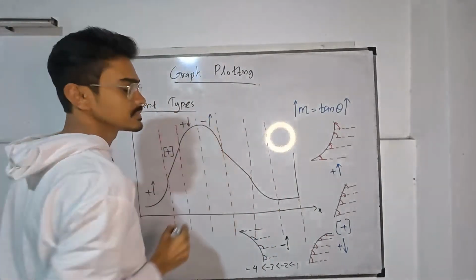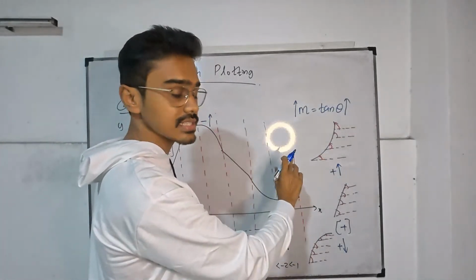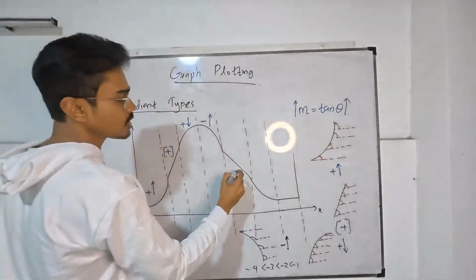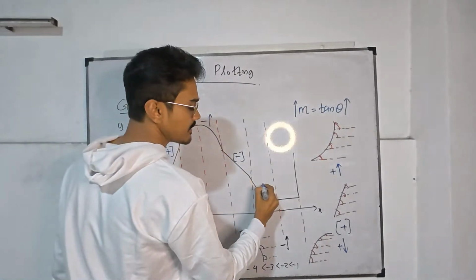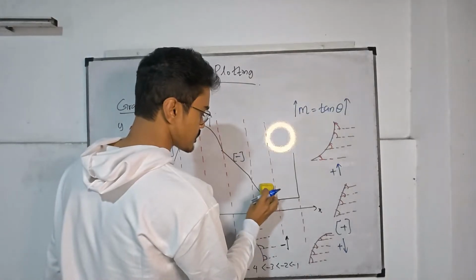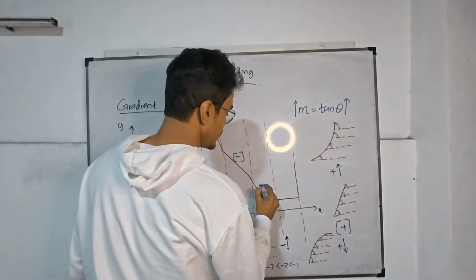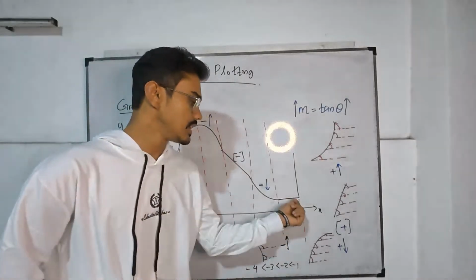Negatively increasing. So likewise, we can check it for all these curves. And here this is negative and constant, a negative constant gradient. And this is negatively decreasing gradient.